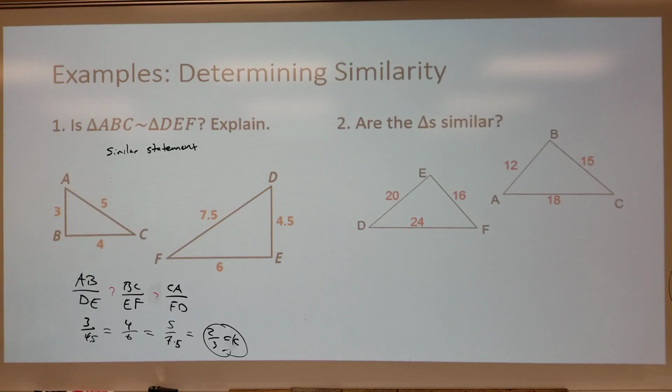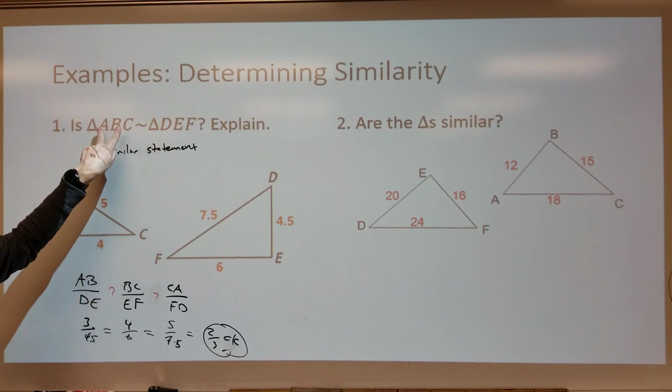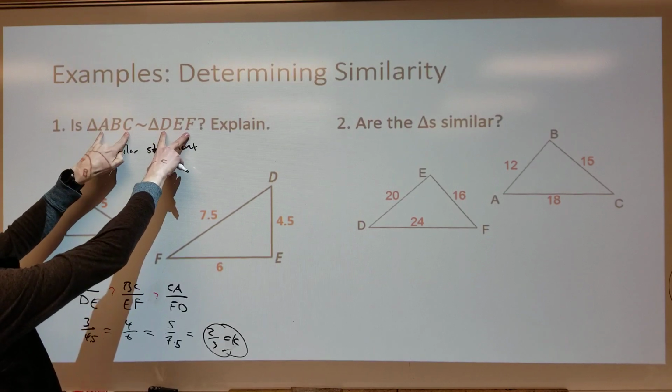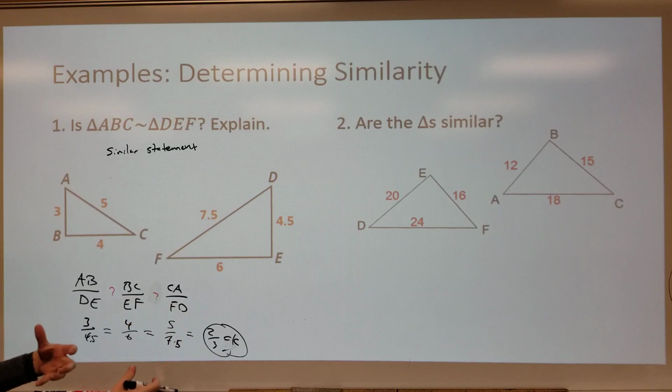So this one's a little bit different, and I'm not going to have you do this one because I want to highlight a key trick here. Here I was given a similarity statement to test. Is this side corresponding to that side? I'm sorry, is this side proportional to that side? Is this one proportional to that? And then is the third pair of sides proportional? So I knew which ones to line up.